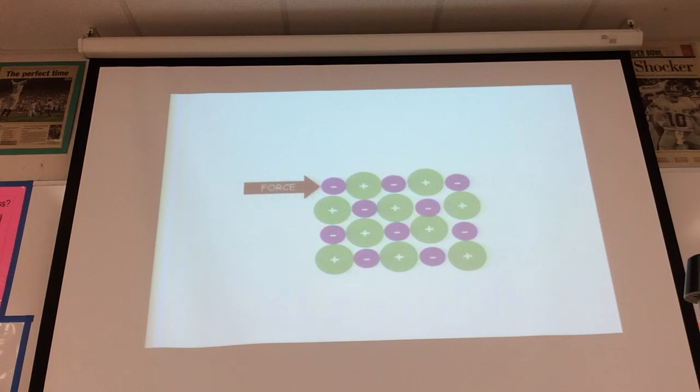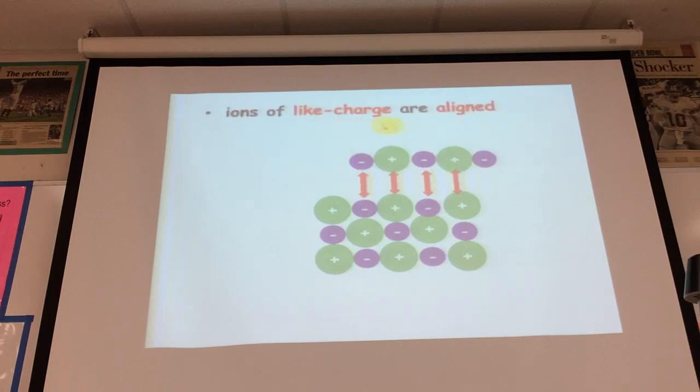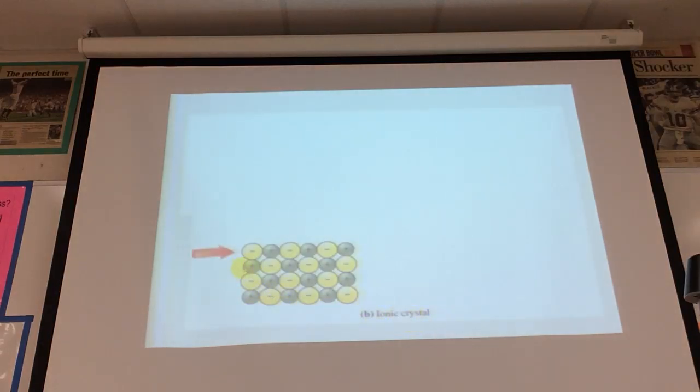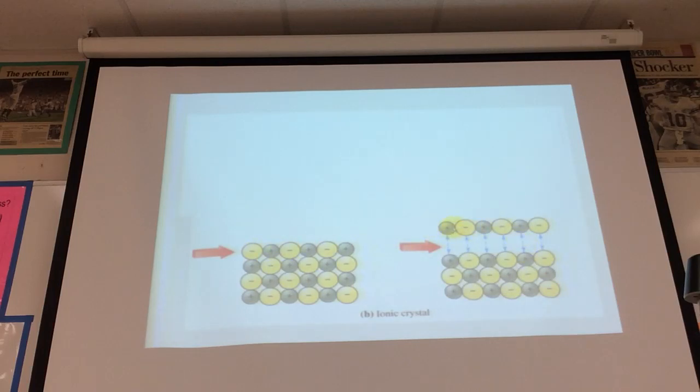So here's my force, and it pushes. And what happens here is that the like charges align to one another, and that causes those like charges to repel one another. And this repulsion causes the crystal to shatter, and that's what causes the brittleness. So if we have a look at an ionic crystal structure with a force applied, once that force is applied, those like charges align and it causes repulsion. The crystal lattice then shatters.